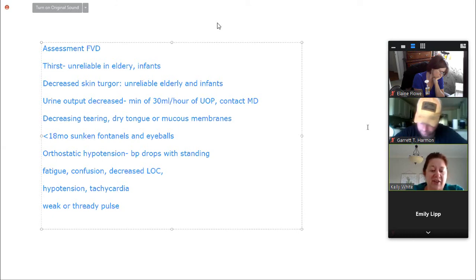Also, if they don't have enough blood volume circulating around, they might be short of breath or have hypoxemia. So they don't have enough blood or hemoglobin to carry that oxygen through their system. So they're going to show signs of shortness of breath. And that's going to change their mental status as well if they're not getting enough oxygen carried through their system.